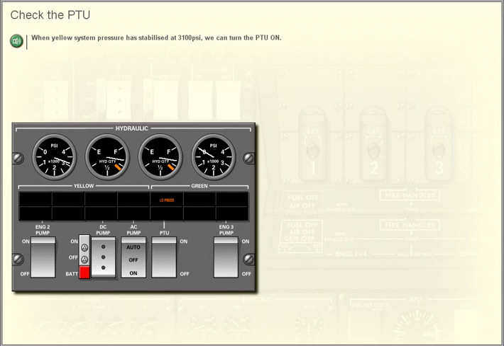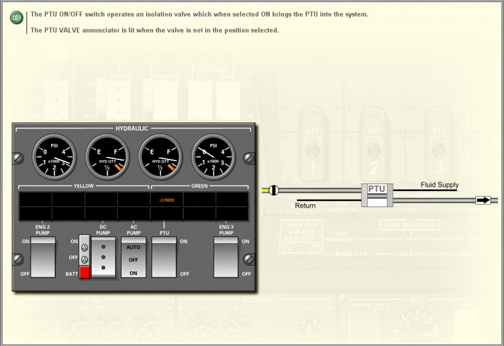Check the PTU. When yellow system pressure has stabilized at 3,100 psi, we can turn the PTU on. The PTU on-off switch operates an isolation valve, which when selected on, brings the PTU into the system. The PTU valve annunciator is lit when the valve is not in the position selected.